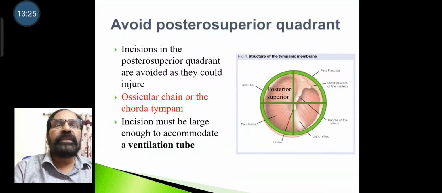Then incision in the postero-superior quadrant is avoided, as that could injure the ossicular chain or the chorda tympani nerve. And the incision is large enough so that it accommodates a ventilation tube. So in the picture you can see in the circle drawn, we avoid postero-superior quadrant because of ossicular chain and chorda tympani. So that is the anatomical basis for giving myringotomy in the anterior-inferior quadrant.